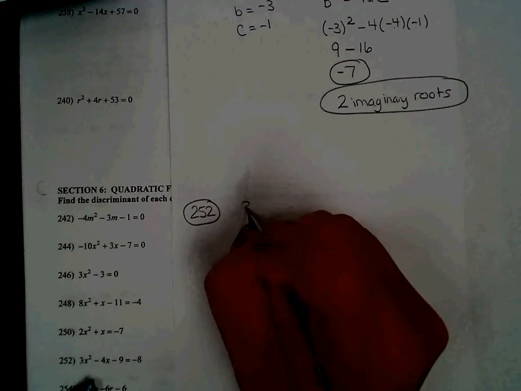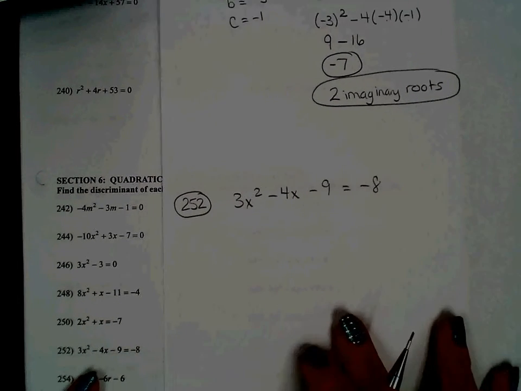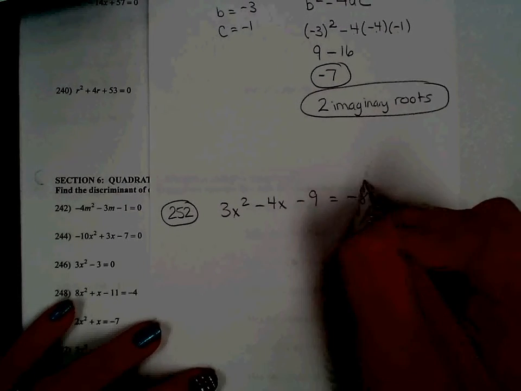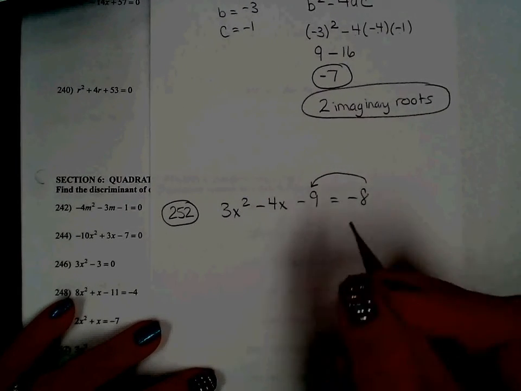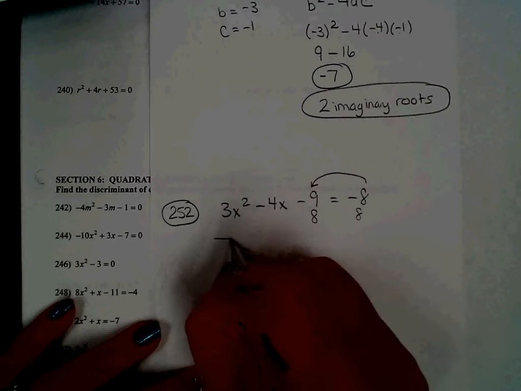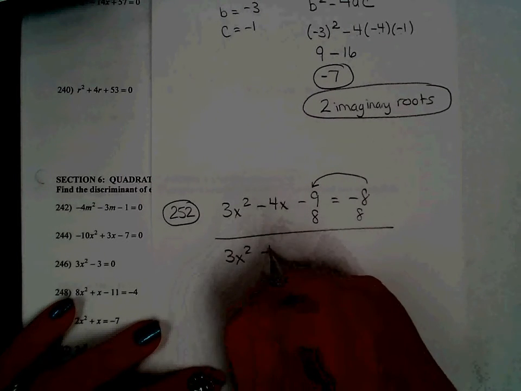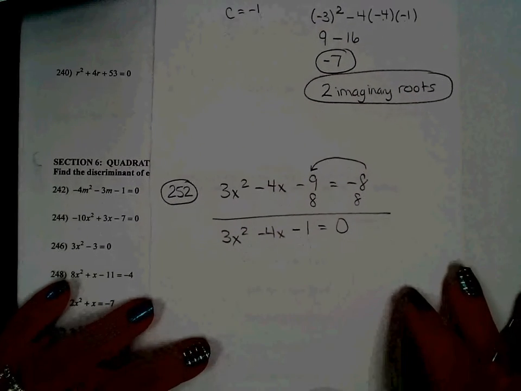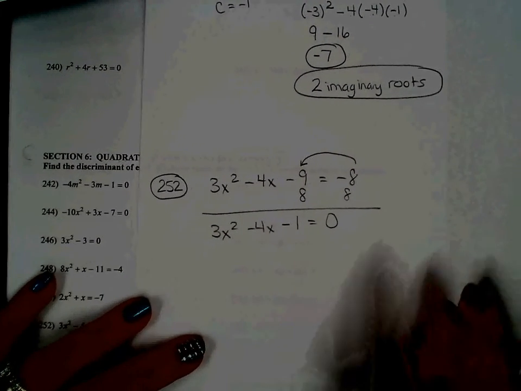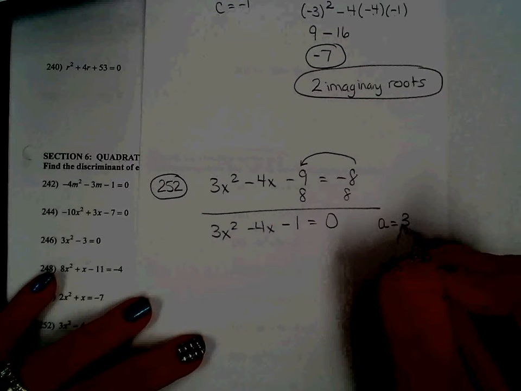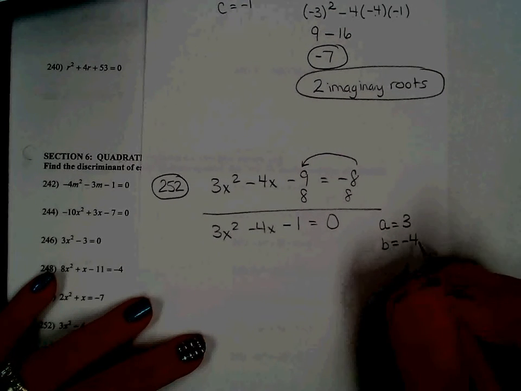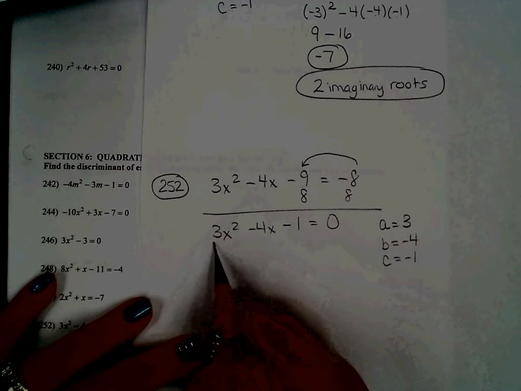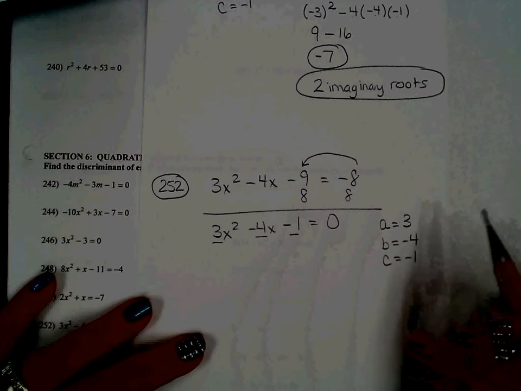It's not equal to 0. 3x squared minus 4x minus 9 equals -8. To get it equal to 0, I need to move that -8 over here, which makes it +8. -9 and +8 makes me have -1. 3x squared minus 4x minus 1 equals 0. A equals 3. B equals -4. C equals -1. A, B, C. Don't forget to pick up the signs with them.